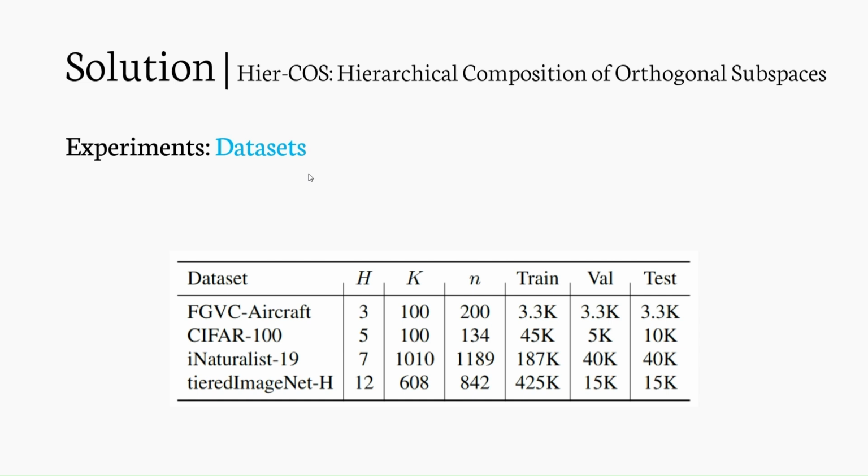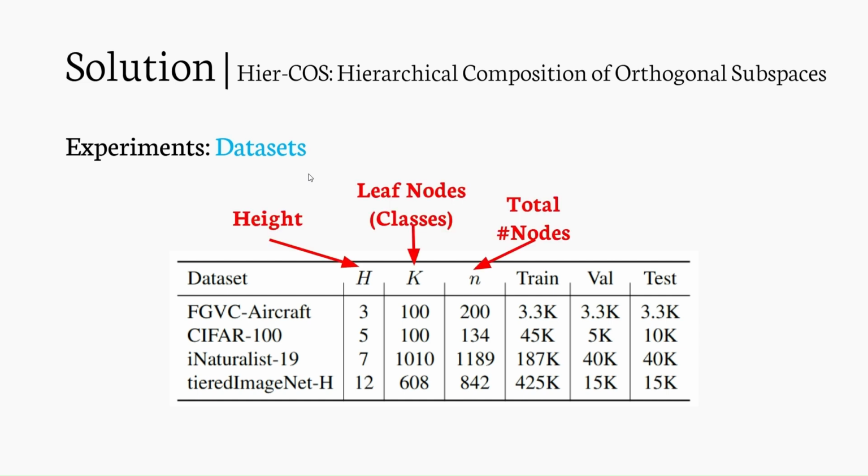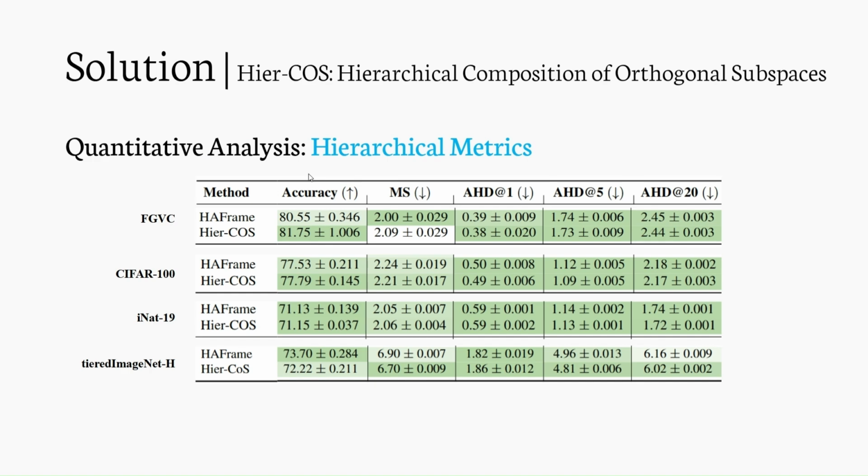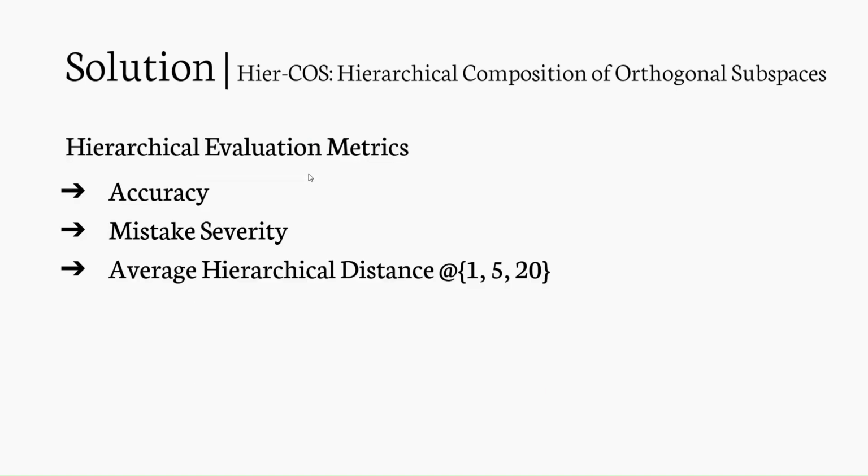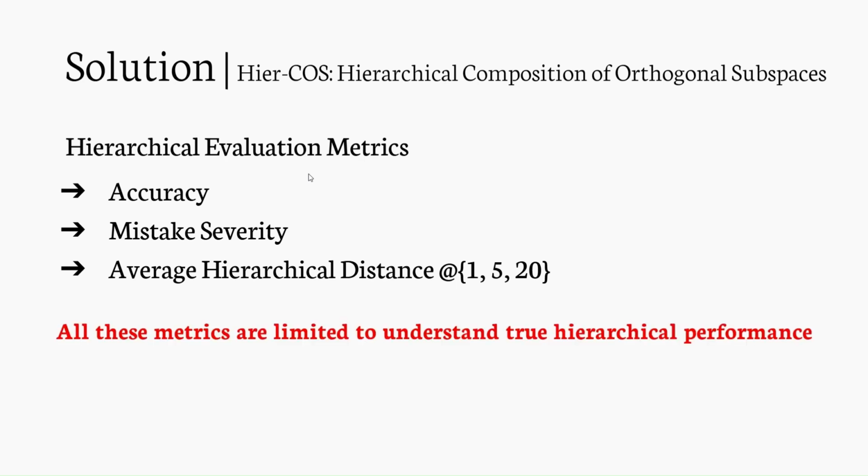We compare our results on multiple datasets varying in height, number of classes, and total number of nodes in the tree. The comparative results across all the datasets with the existing state of the art are summarized here. We observe that our method does not have improvements in terms of hierarchical performance that quantifies the severity of mistakes. Upon analysis, we observe that all the existing metrics are limited as they do not capture the true hierarchical performance.